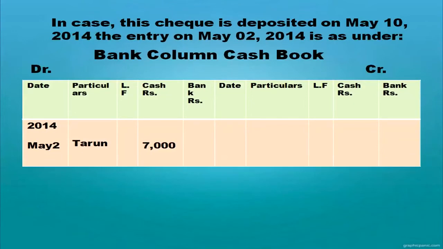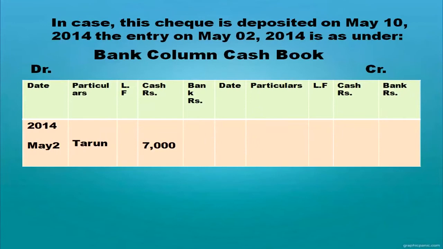In the above case, suppose the check is deposited on May 10, 2014. Then the entry on May 2nd will be different, because the check is not deposited on the same date. So, on May 2nd you will post like this: in the cash book, you will write on the debit side To Tarun, and the amount will be written in the cash column. Date May 2nd, cash column amount 7,000.